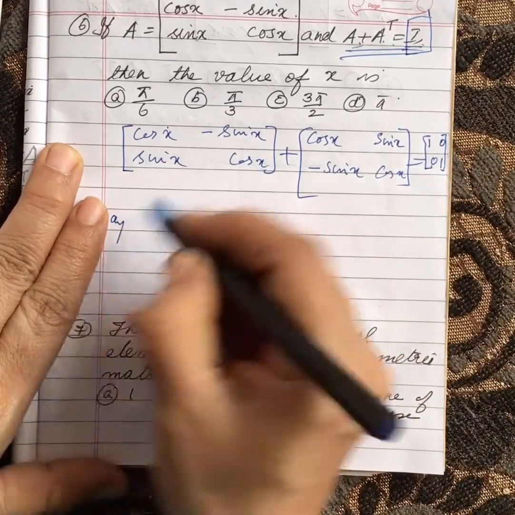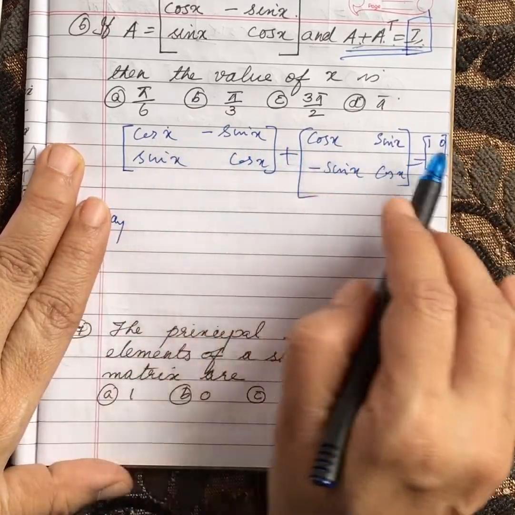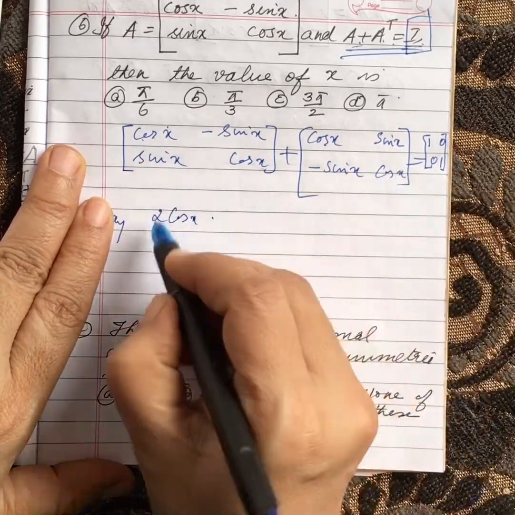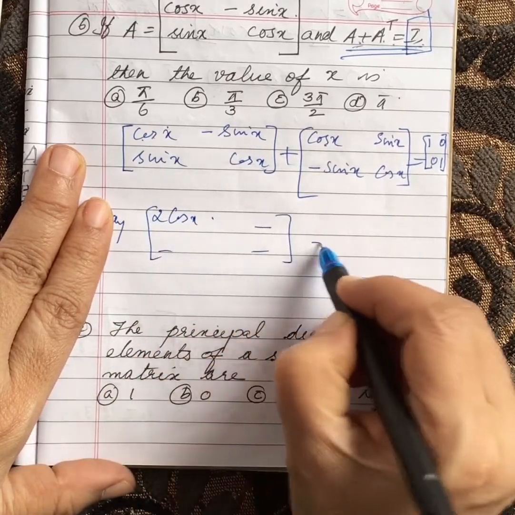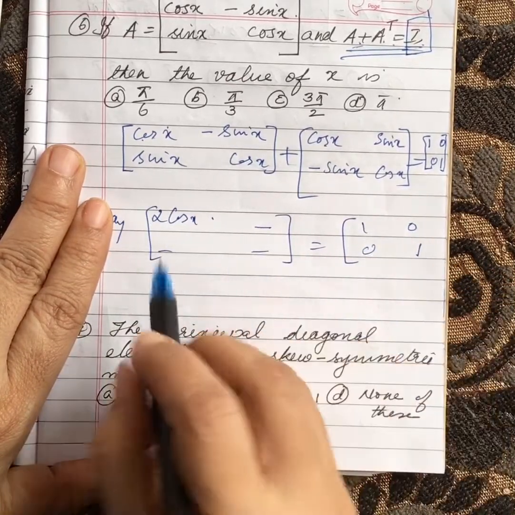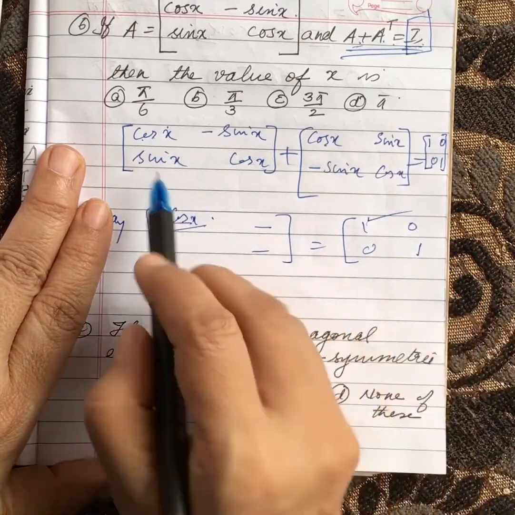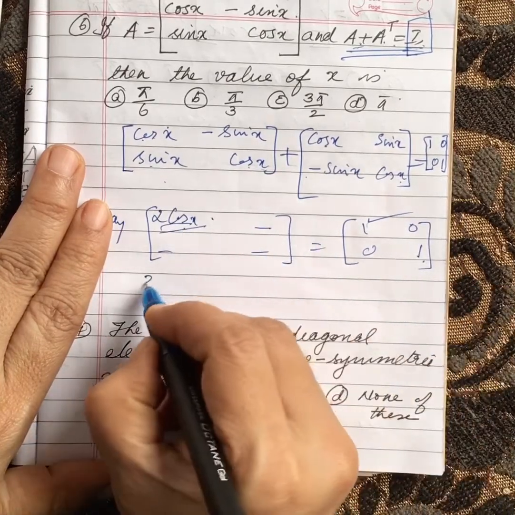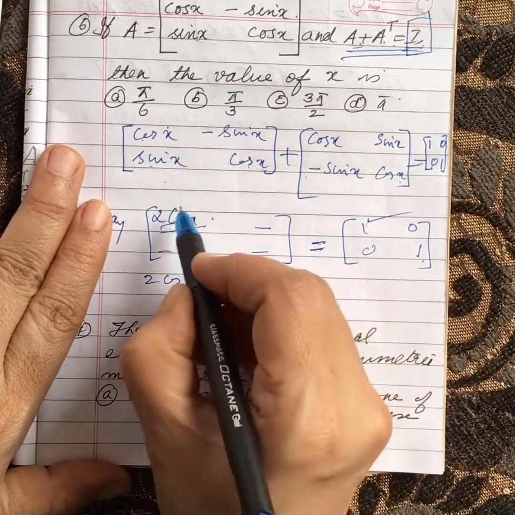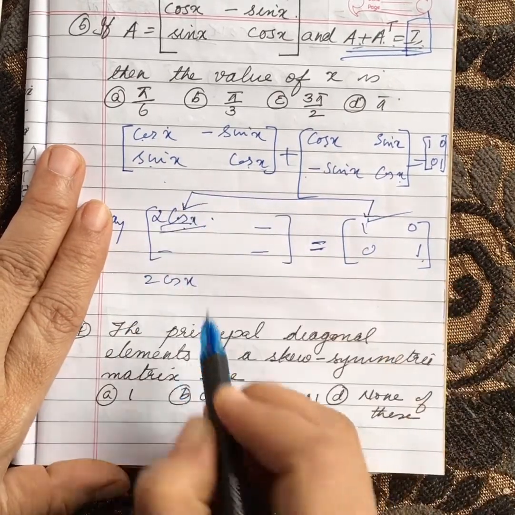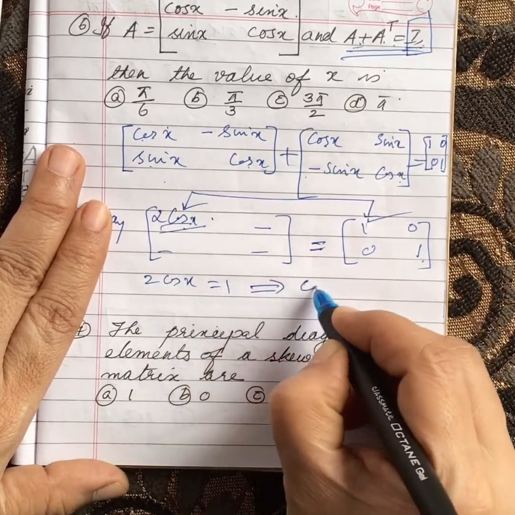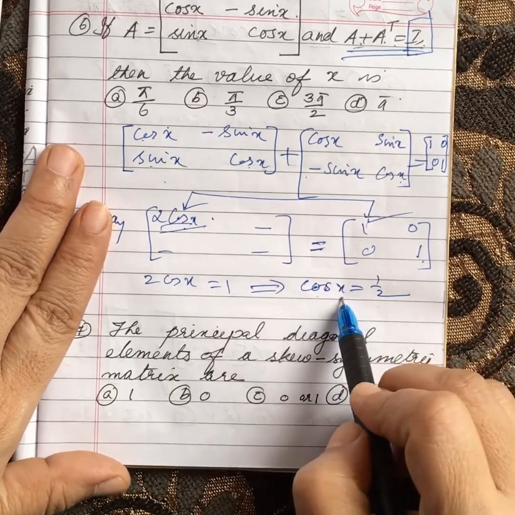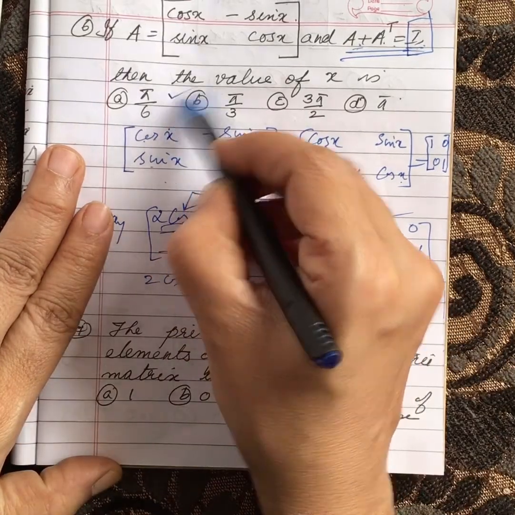Now what will that be? Corresponding elements you can add and see. Cos x plus cos x, you will get 2 cos x. Here itself you can stop. The other ones you need not add. This is equal to 1, 0, 0, 1. So 2 cos x is equal to 1. And here it is coming 0. Cos x plus cos x, 2 cos x is 1, because equality of two matrices means the corresponding elements are equal. So 2 cos x is equal to 1 means cos x is equal to 1 by 2. And cos of 60 degrees is 1 by 2. So the answer is pi by 3.